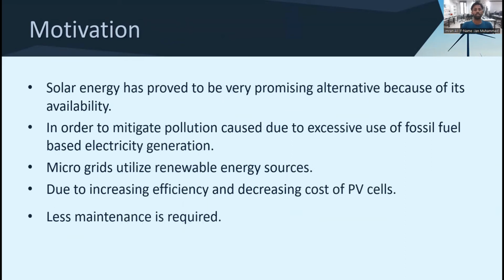Motivation. Solar energy has proved to be a very promising alternative because of its availability. In order to mitigate pollution caused due to excessive use of fossil fuel based electricity generation, this is also a clean energy. We can say microgrid utilizes renewable energy. This is the big motivation to design this project. Due to increasing efficiency and decreasing cost of PV cells, less maintenance is required in solar energy.